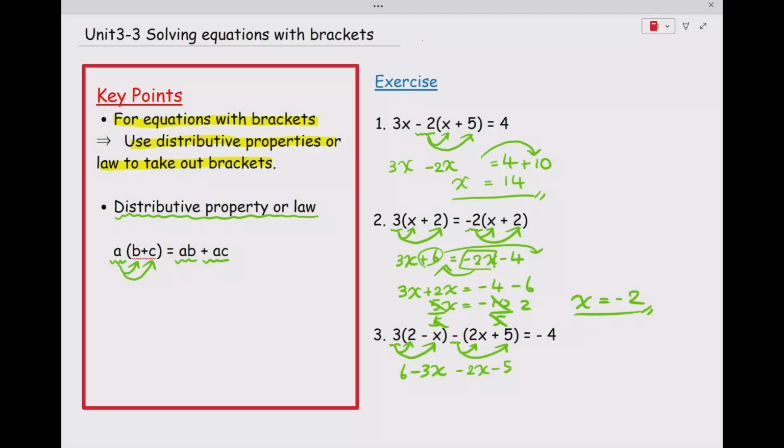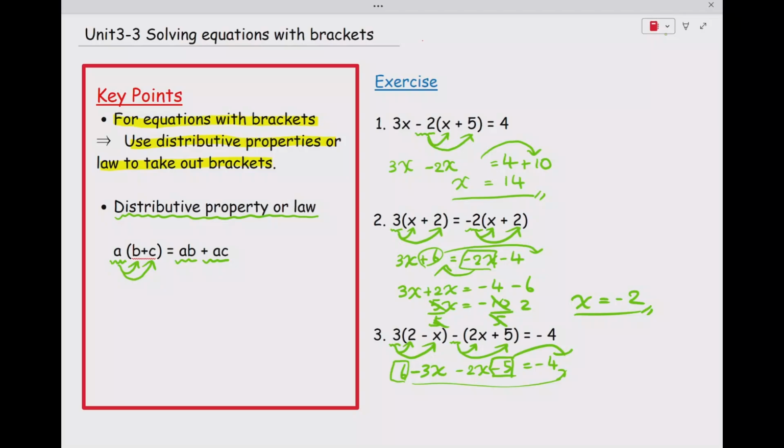So the original equation becomes 6 minus 3x minus 2x minus 5 equals minus 4. And next, let's move the thing in the way so that we collect the letter terms on one side and the number-only terms on the other side. In this case, if we move plus 6 and minus 5 to the right side, the left side will have the letter terms, and the right side will have the number-only terms. So we move plus 6 and minus 5 to the other side by changing the sign.